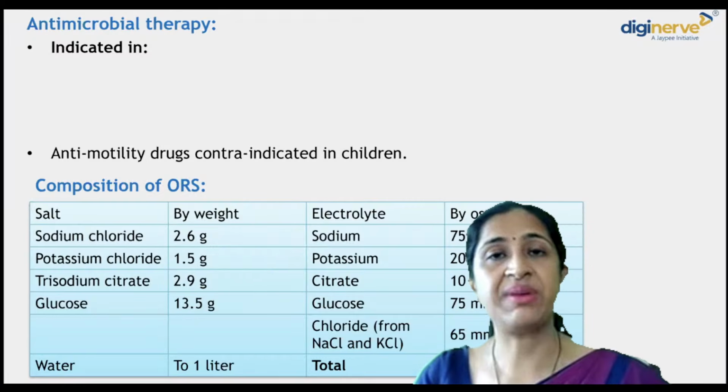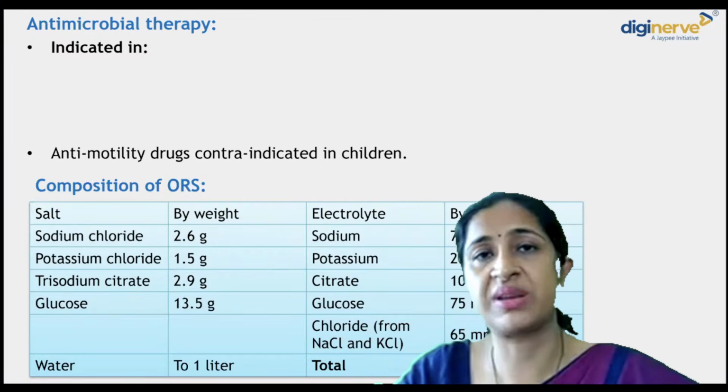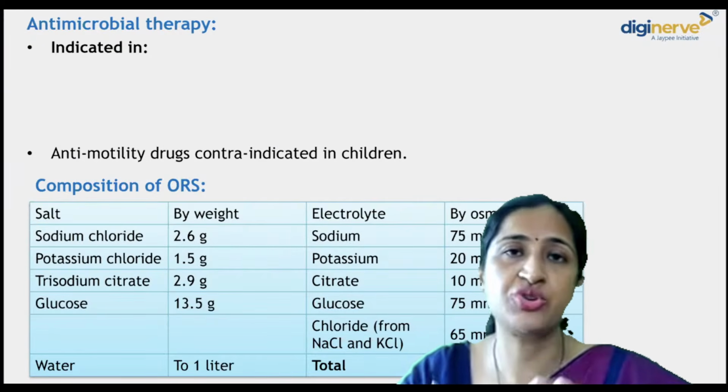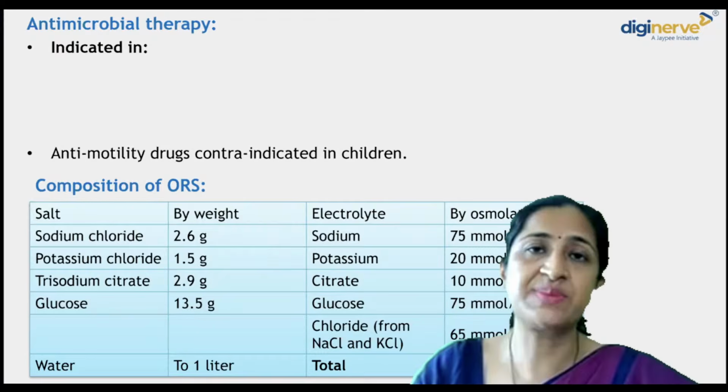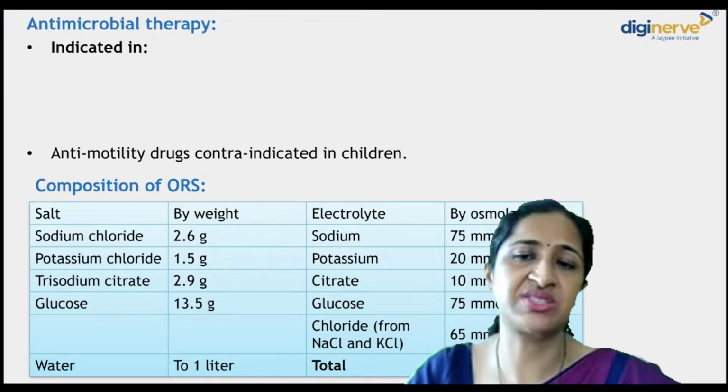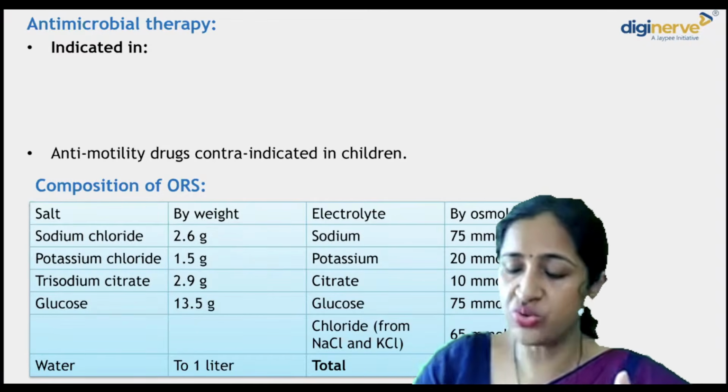Now, antimicrobial therapy. Remember, antimicrobial therapy is not given in viral diarrheas. Antimicrobial therapy, you should prove bacterial diarrhea. That is by essentially pus cells in the stool or by the child having blood in the stool or some such clinical features. So, when do you use antimicrobial therapy?